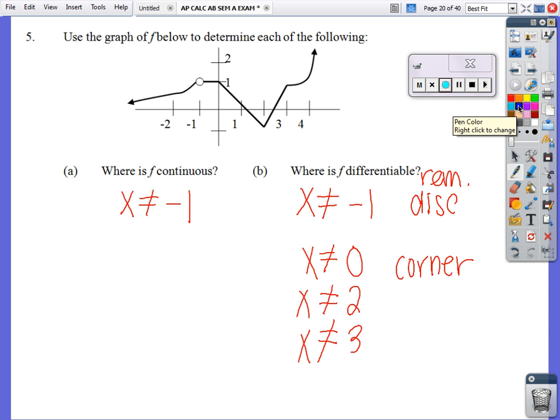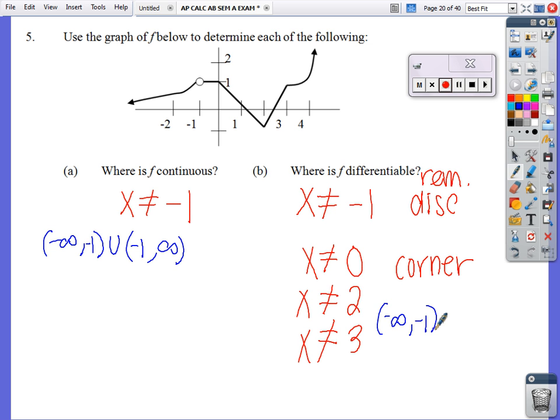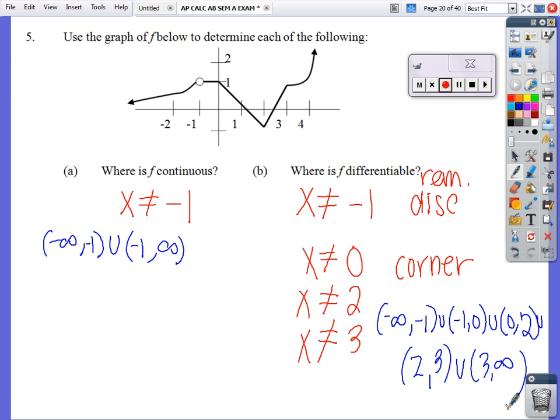If they wanted intervals, for letter A, the interval would be negative infinity until -1, union with -1 until infinity. And then letter B, the answer would be negative infinity to -1, union with -1 until 0, union with 0 until 2, union with 2 until 3, and then union with 3 until infinity. Kind of a pain to do that, which is why I gave the non-differentiable points.